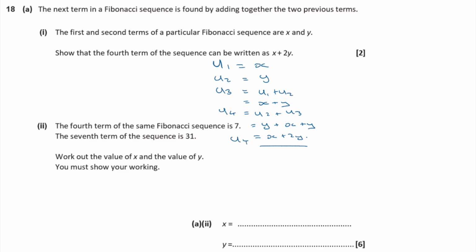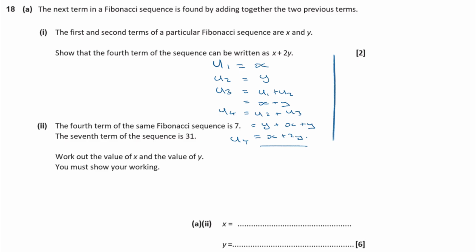Right, so the second one, the fourth term of the same Fibonacci sequence is 7. The seventh term of the sequence is 31. Work out the value of x and the value of y. You must show your working. Right, now in order to work this out, I might just continue what we were doing here to find an expression for u7, because we've been given the value of the fourth term, which I know is algebraically x plus 2y. But if I carry on doing the same thing, I'll come up with an algebraic term for the seventh term as well, won't I?